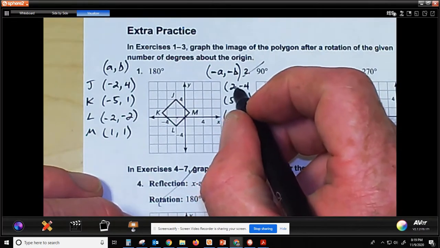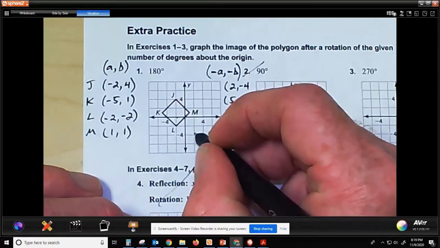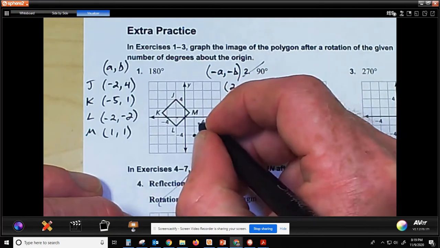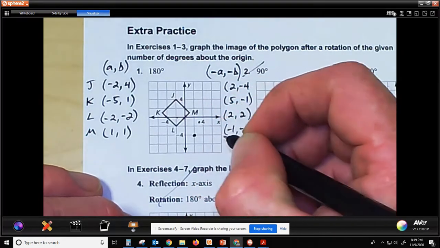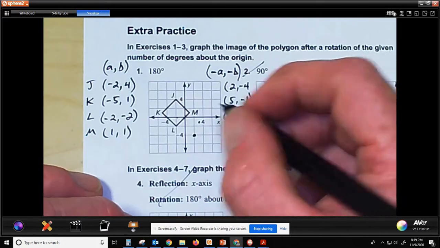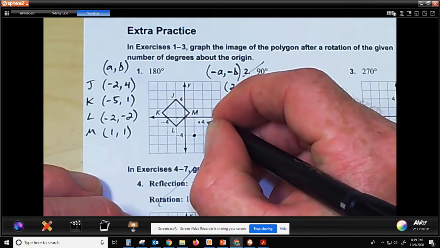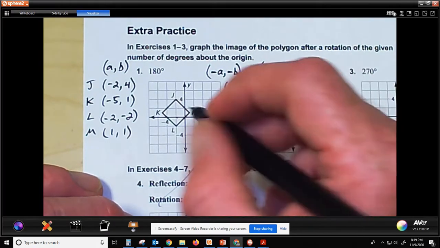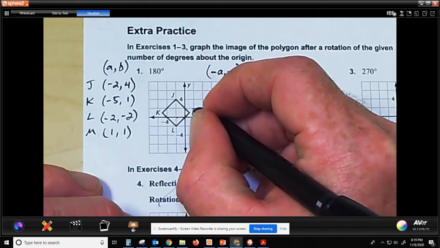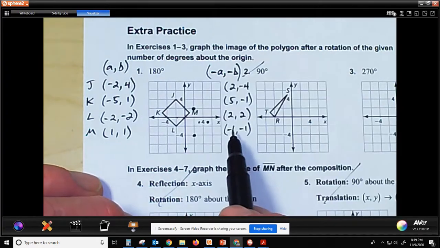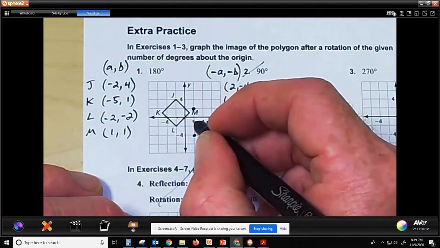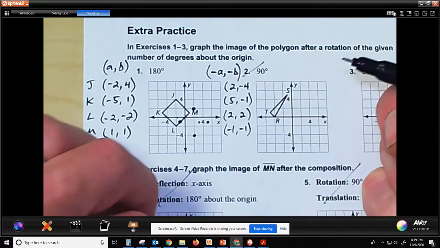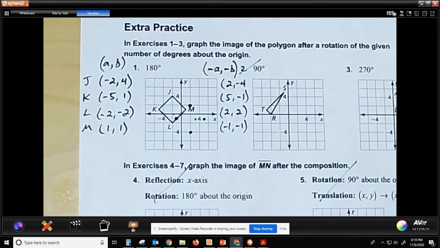2, negative 4. 5, negative 1. Boy, this is difficult to see. Oof. 4, 5, negative 1. It's here. 2, 2. Okay. Over 2, up 2. And negative 1, negative 1. It is here. That is a 180 degree rotation.